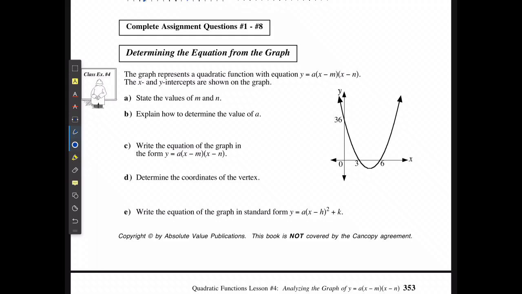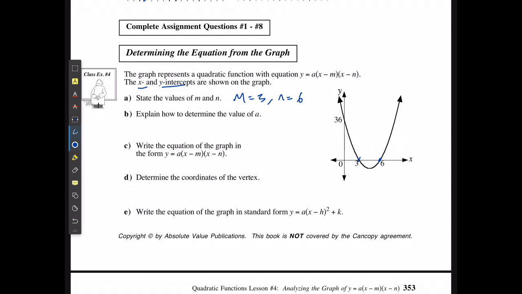If I'm determining the equation of the graph based on a graph that I see and the key points that are given, in this case it tells me that it shows the x and y intercepts on the graph. Well, the values of m and n are going to be these two x-intercepts. The values are going to be m is equal to 3 and n is equal to 6.